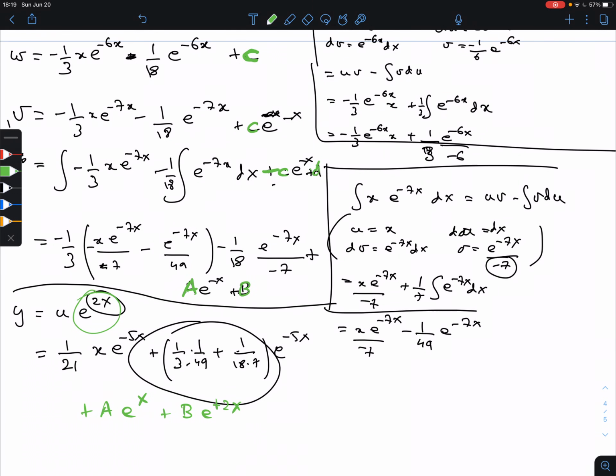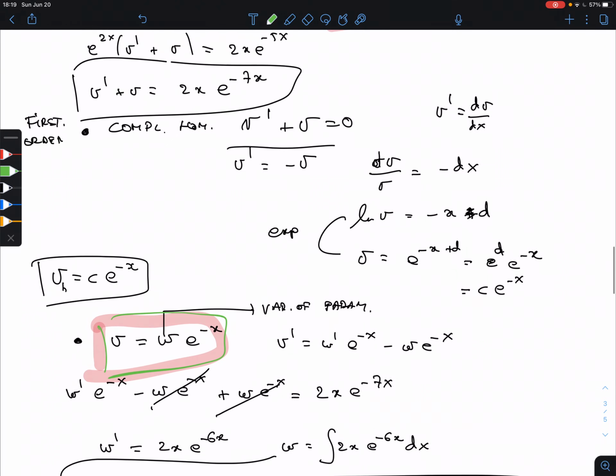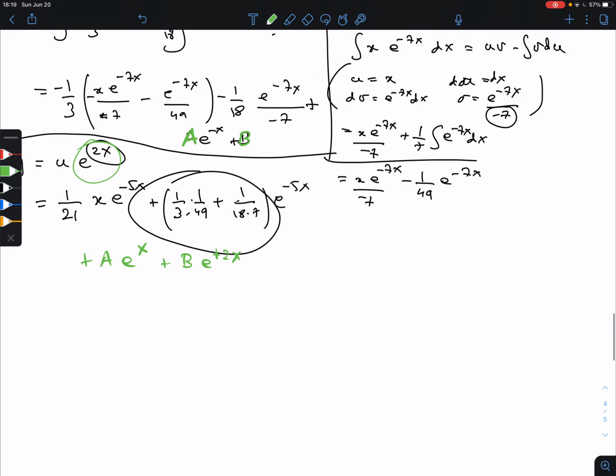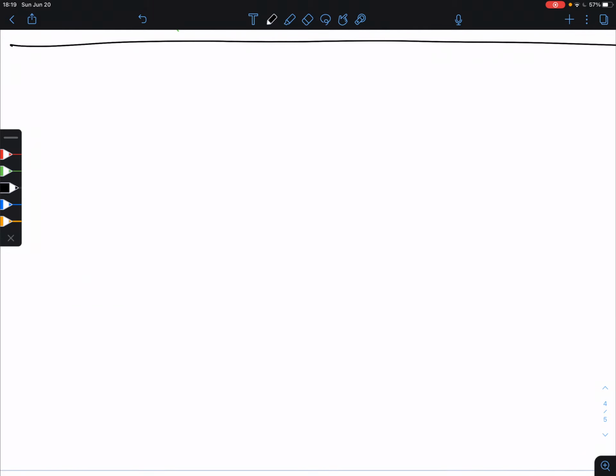I said, sorry, you multiply here with e to the 2x. So you multiply this with e to the 2x, that is this and that. Sorry. So everything is correct. I was just a bit messy. I think in this one I was more careful with the numbers.